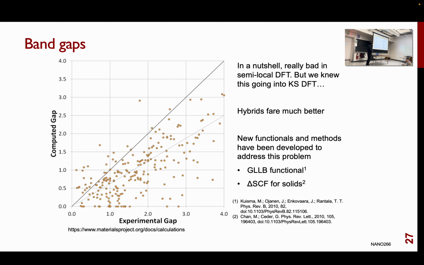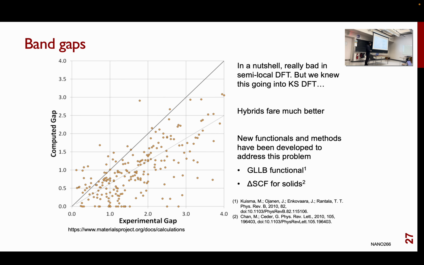Obviously band gaps are still a problem. In LDA and GGA, they are very bad. They tend to be severely underestimated. Hybrids definitely fare much better. You definitely get much more accurate band gaps with hybrid functionals like HSE or the B3LYP functional.